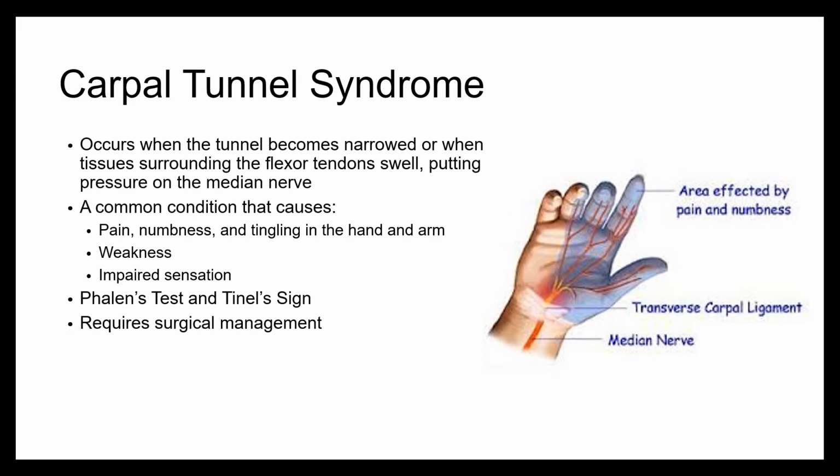So an easy way to remember: the Tinel sign is going to be the tapping, and the Phelan's test is going to be where we have the patient, again, rest their elbow on the table and let their wrist fall. So Phelan's is falling.